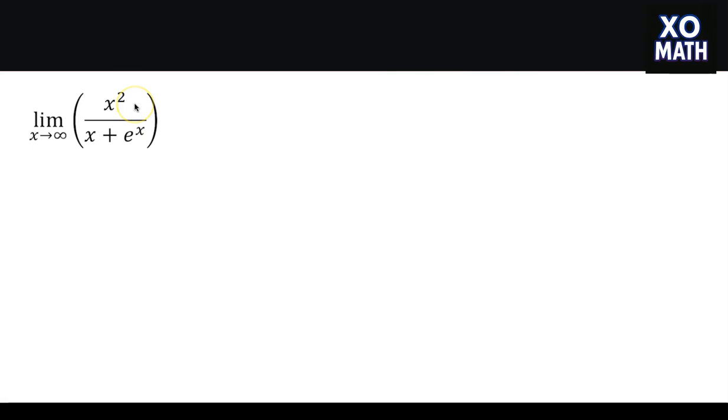Well, there's only one function up there, x squared. And what type of function is that? That's a polynomial function. And then we want to take a look at the two terms in the denominator. X, well, that's a polynomial, and e to the x is an exponential.